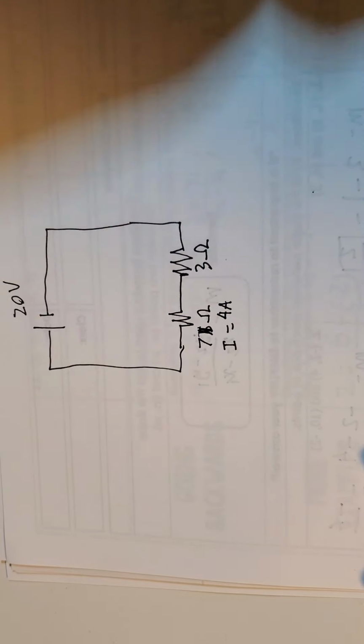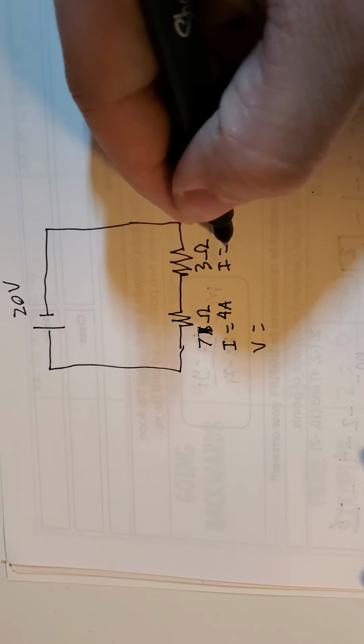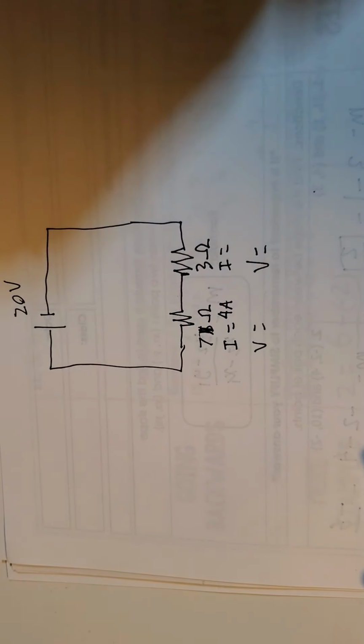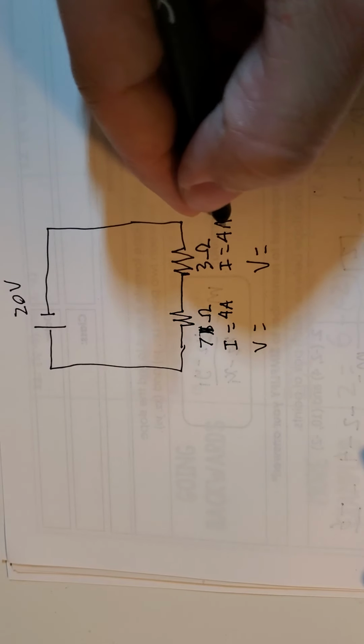I don't know what the voltage drop is. I don't know what this I is. And I don't know what this V is. Okay, so let's try and solve this. Okay, so this is a series circuit. So our first rule is current is the same. I got 4 amps here. That means I got 4 amps here.